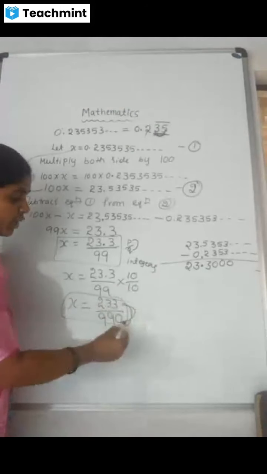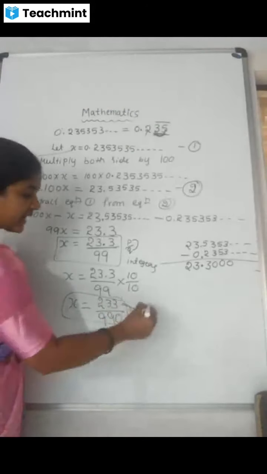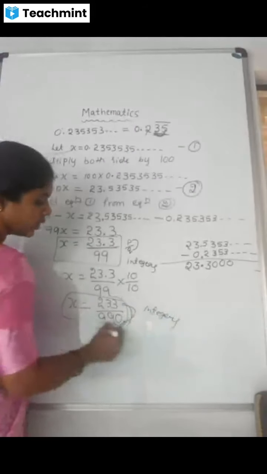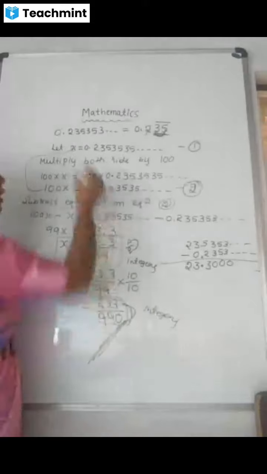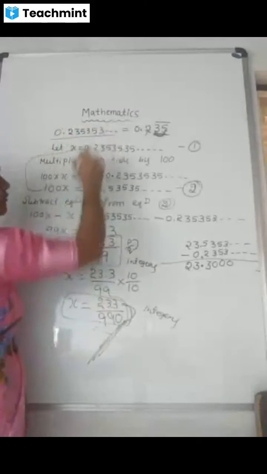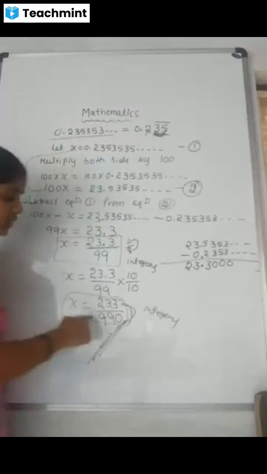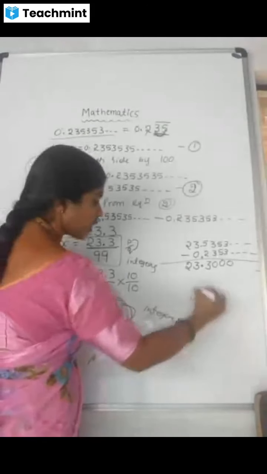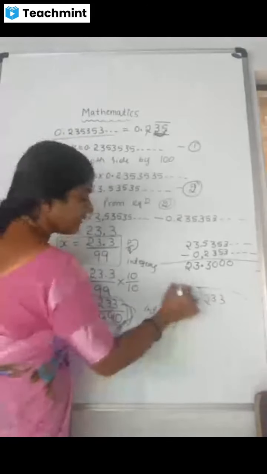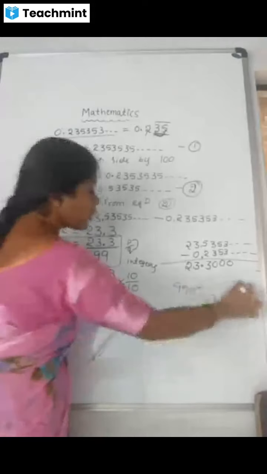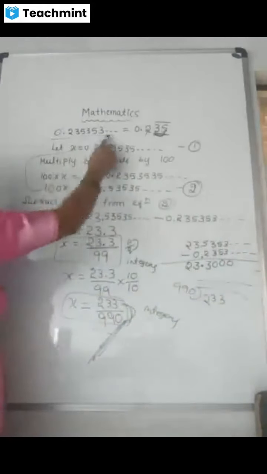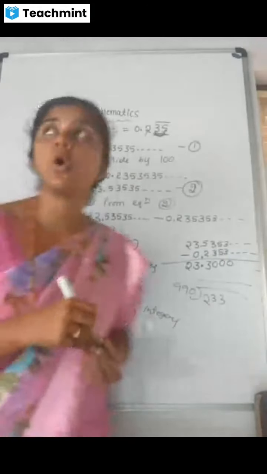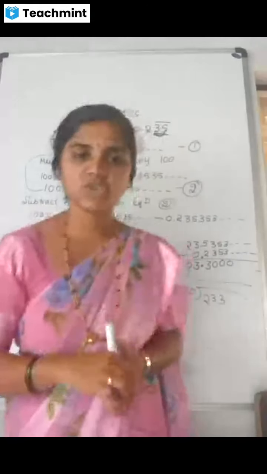Now the P by Q form is there. 233 and 990 are integers and Q is not equal to 0. So this is the P by Q form of 0.235353. To check your answer, you can perform that division operation, 233 divided by 990, and the quotient you will get is in the same form, 0.235353, and so on. So got the idea of this concept now, students?